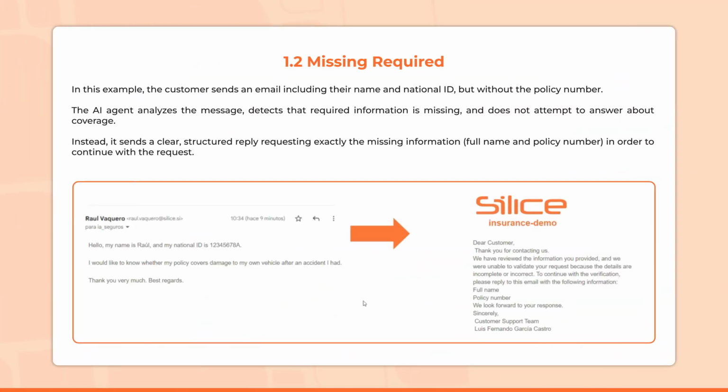Scenario: missing required information. The customer sends an email with their name and national ID, but without the policy number. The AI agent analyzes the text, recognizes that required information is missing, and does not answer about coverage. Instead, it sends a message asking for exactly the missing detail so it can continue.